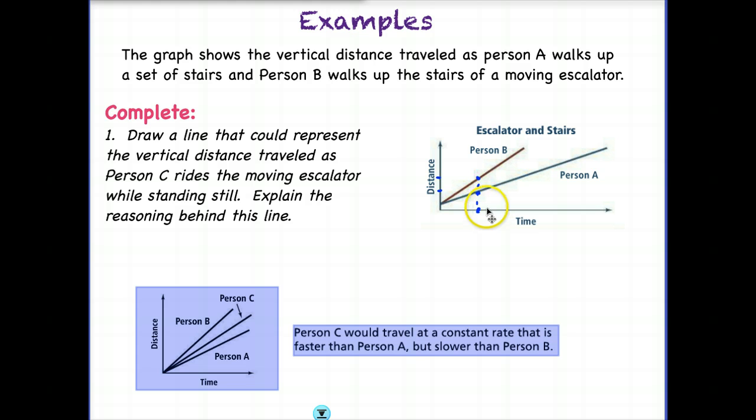And we'll notice that all these people are traveling at a constant rate. And that concludes our lesson for today.